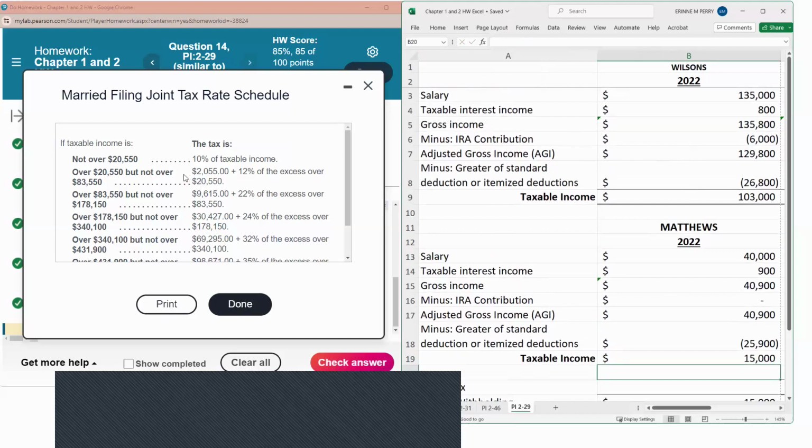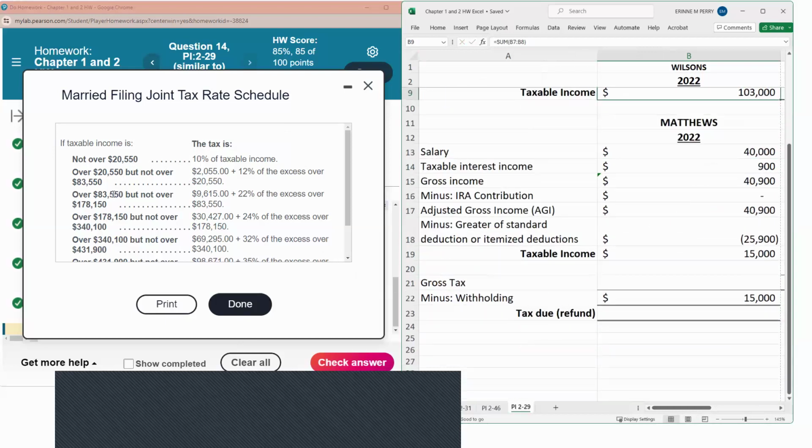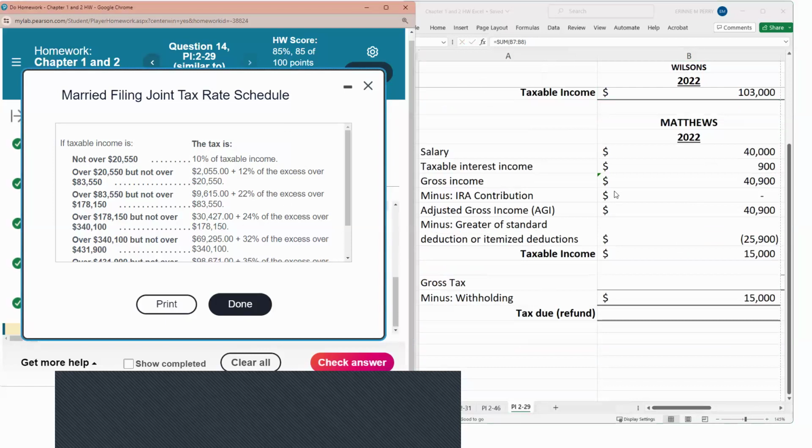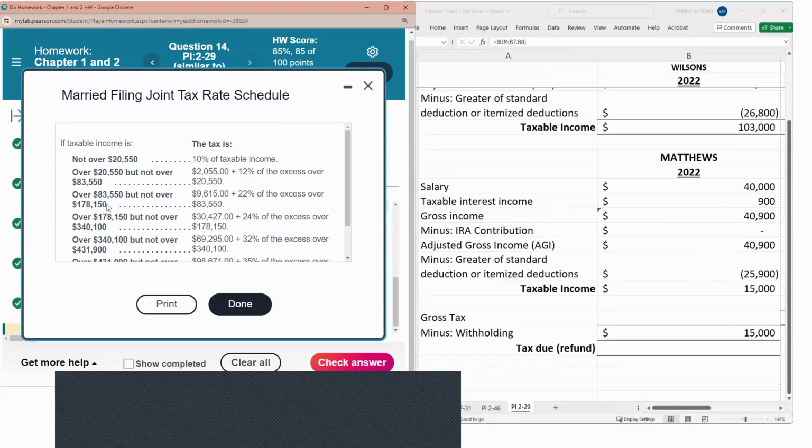So based on this information here, it lets us know if taxable income is not over 20,550, over 20,550, but over... All right, so we'll start with the Matthews. We look at their information and see that their taxable income is $103,000. So we try to find a range. Here we see their income is over 83,550, but not over 178,150. So based on this information, it needs to be calculated as follows.